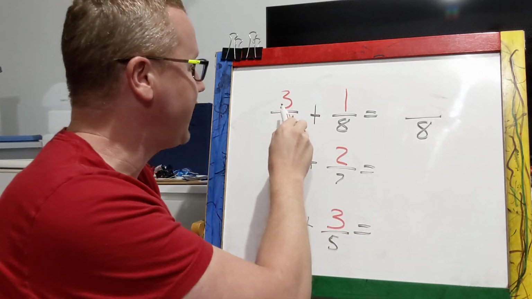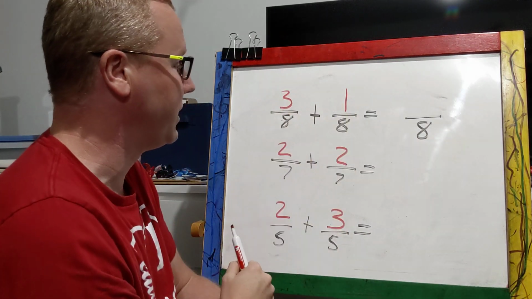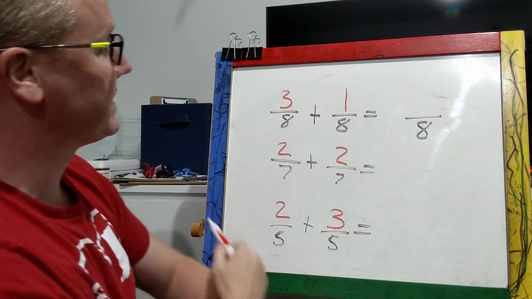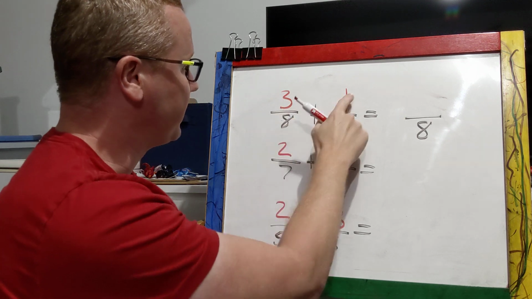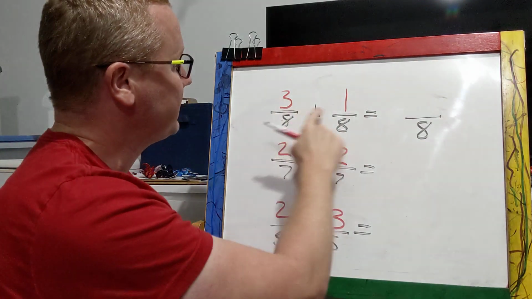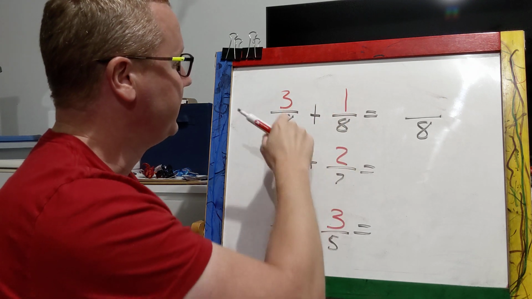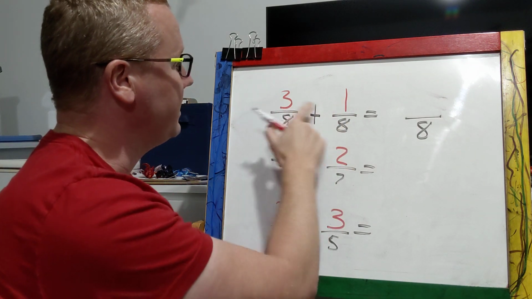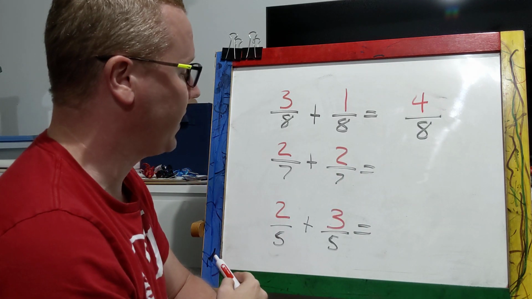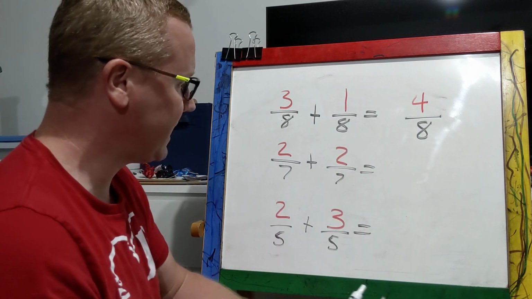The next part is pretty easy as well. Now we're just going to add our numerators, or the top part. These we don't keep the same. Obviously, they're not the same. So this is the part that we actually add. The denominator stays the same. The top part we add. So we are going to add 3 plus 1, and we get 4/8.